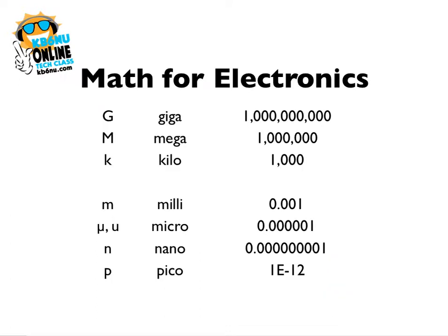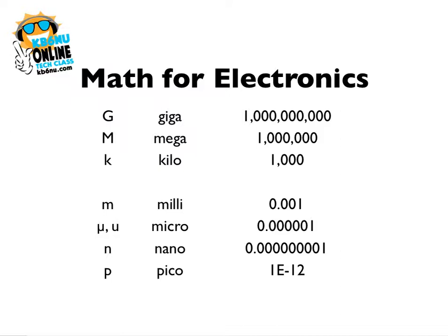To make it easier to deal with numbers so large and so small, we use a set of prefixes to denote orders of magnitude. Giga, for example, is the prefix we use to denote 1 billion of a quantity. A gigahertz is 1 billion hertz. We use the capital G for giga, so we would write gigahertz as capital G, capital H, lowercase z.